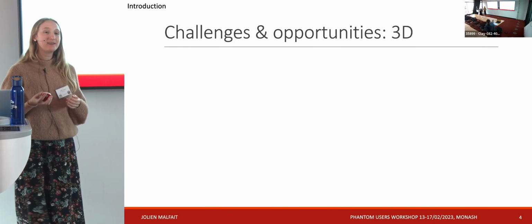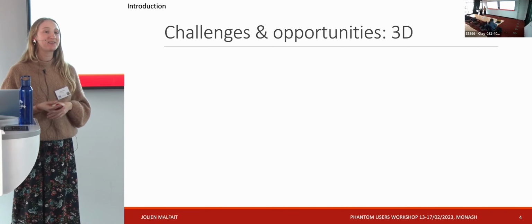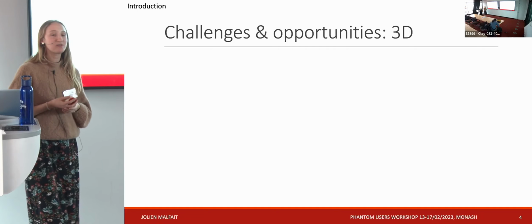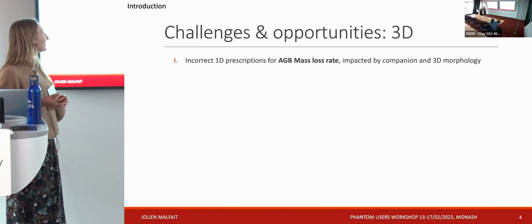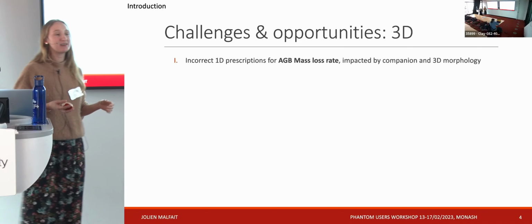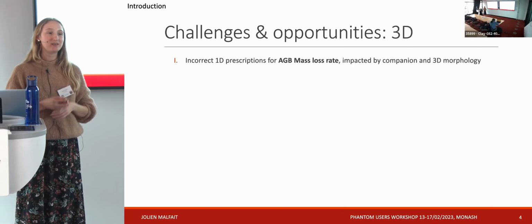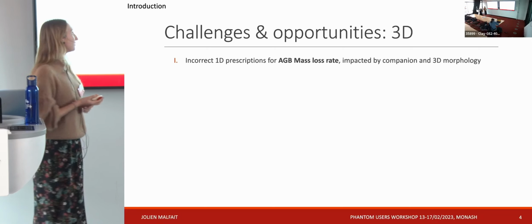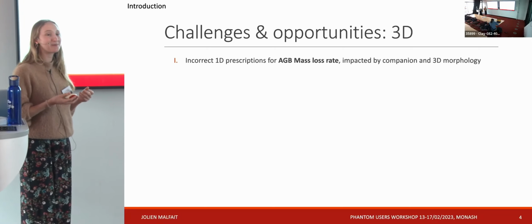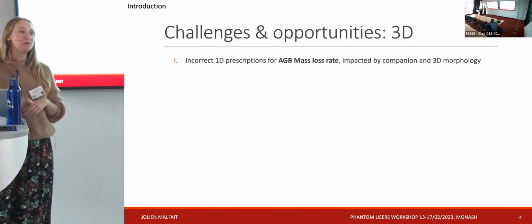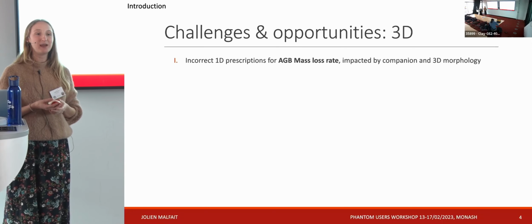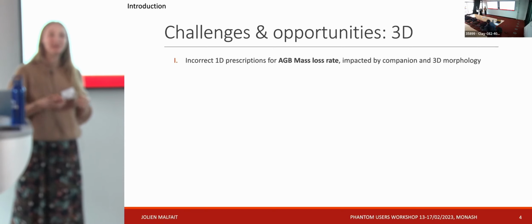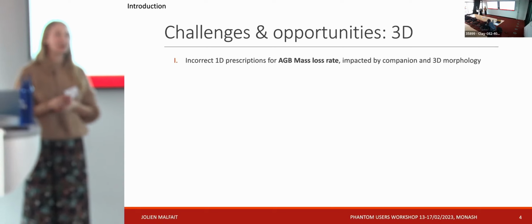So the awareness that there is a companion or multiple companions shaping these winds and that the wind is not spherically symmetric gives us some challenges and opportunities that we should try to solve. At first, it tells us that we should be very careful with these 1D assumptions because they may give us incorrect results. For example, the prescriptions that we have for AGB mass rates and that we use in stellar evolutionary models may actually be wrong, as we don't factor in the impact of the companion and this distribution that is not spherically symmetric in the wind.